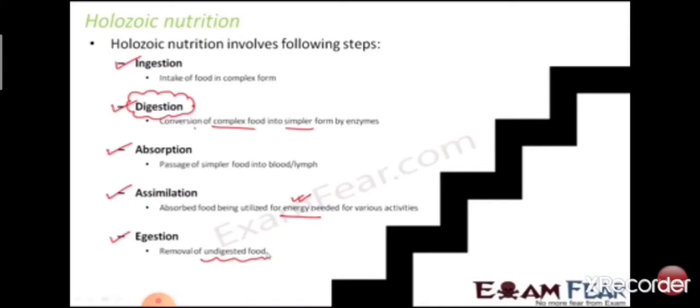So, what will happen to those undigested food? Because anyways it is not going to be absorbed or assimilated. So, that becomes waste for our body. So, that is thrown out as a part of egestion. So, these are the 5 important steps which are involved in the process of Holozoic nutrition. So, now we know the various steps involved in Holozoic nutrition.